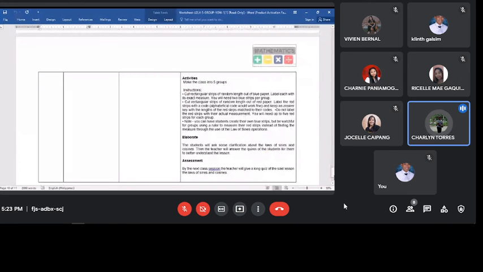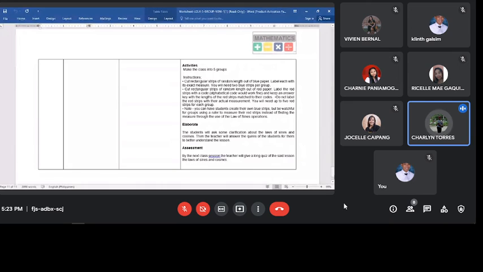So for the instructions, cut rectangular strips of random length out of blue paper and label each with its exact measure. Cut rectangular strips of random length out of red paper. Label the red paper strips with a code. It could be alphabetical, and keep an answer key with the lengths of the red strips matched to the codes.